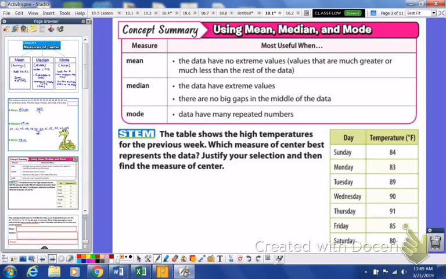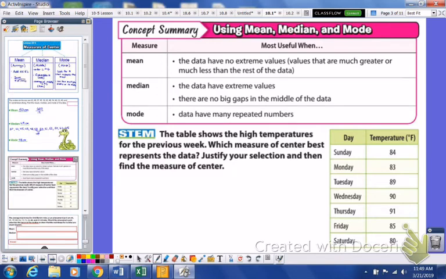So not hugely spread out, but there are some extreme values that would throw off your mean. And then mode, we would obviously want to use that when we have a lot of repeated numbers. So our example here, the table shows the high temperatures for the previous week. Which measure of center best represents the data? Justify your selection and then find the measure of center.